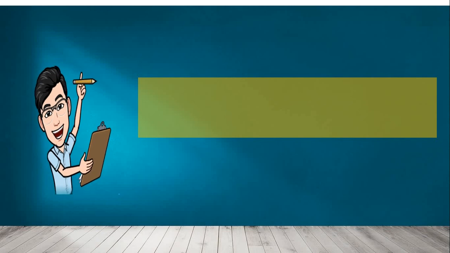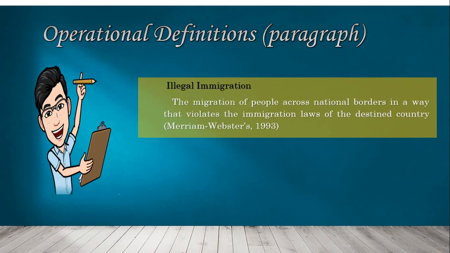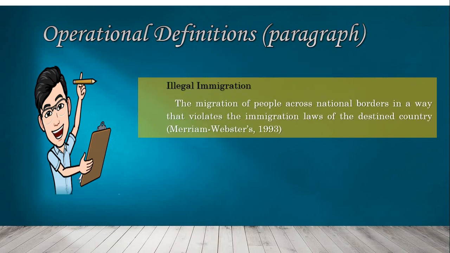The definition can also be written in a paragraph. For example, the dictionary definition of the term illegal immigration is the migration of people across national borders in a way that violates the immigration laws of the destined country. So it is a denotative meaning from Merriam-Webster's 1993. So in this paper, the term illegal immigration is used to mean non-residents who enter a country without an acceptable passport or visa.